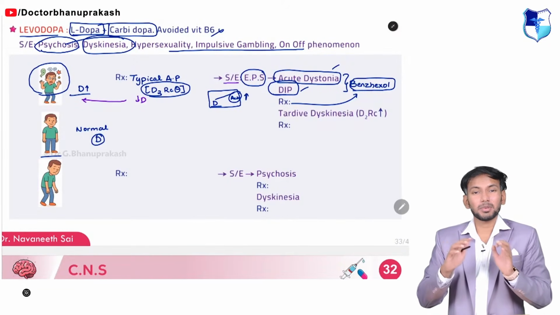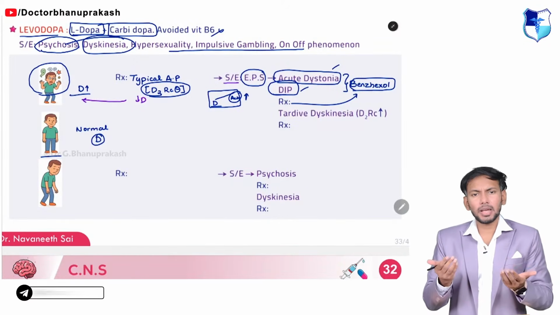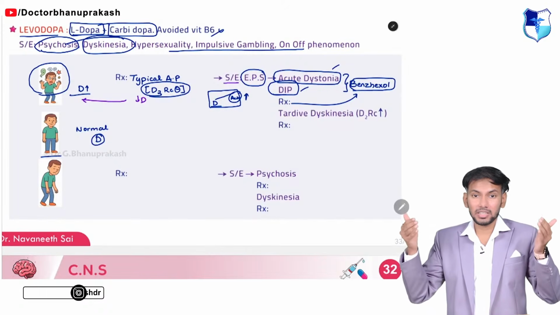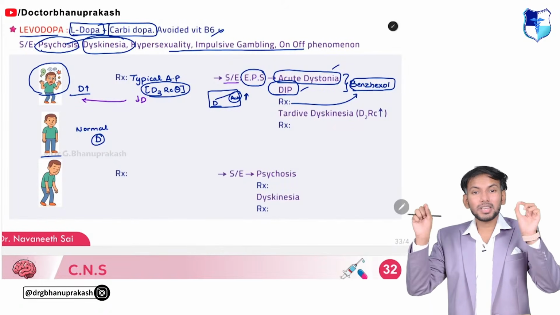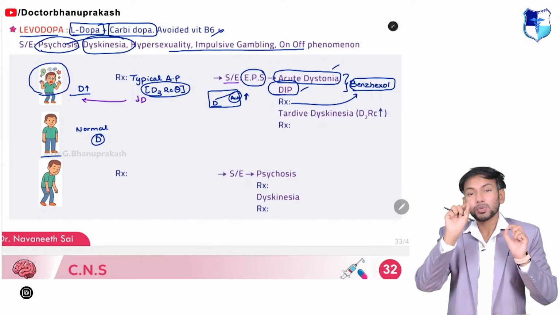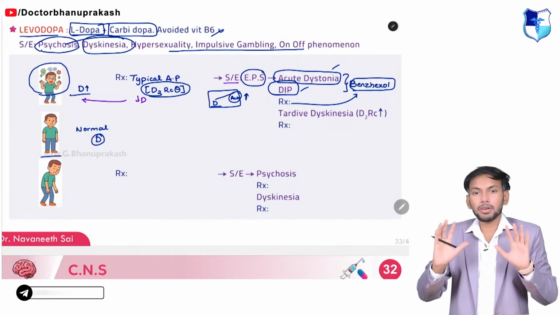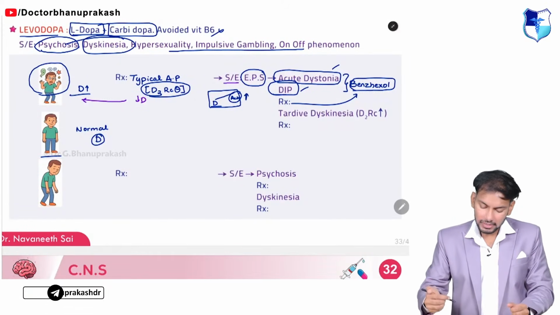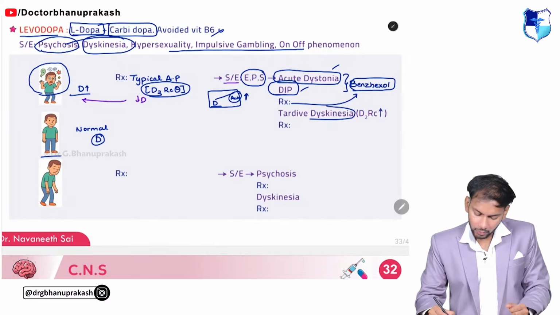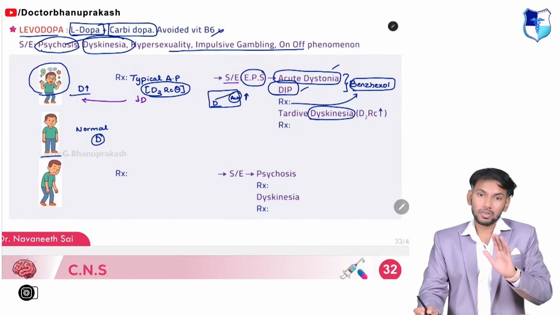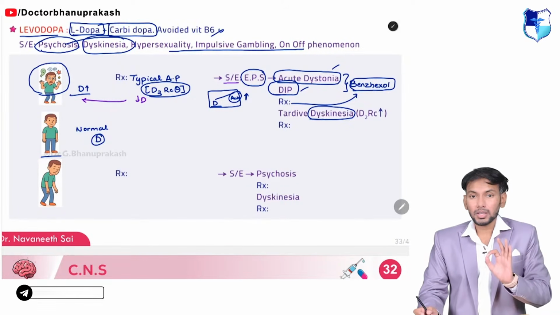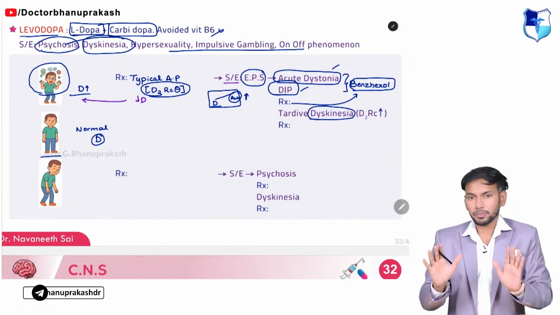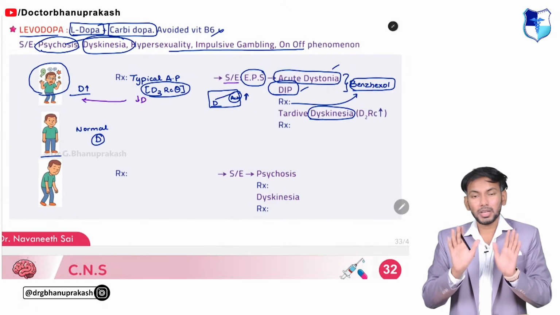Now, if you are using these D2 receptor blockers for a very long period of time, that means you are blocking the receptor for a very long period of time, what will happen? Receptors will undergo upregulation. There are a lot of receptors that are coming up. So, even a small amount of dopamine can activate many receptors and it will cause dyskinesia. I told you, if dopamine increases, it will cause dyskinesia. So, here the problem is there are a lot of receptors.